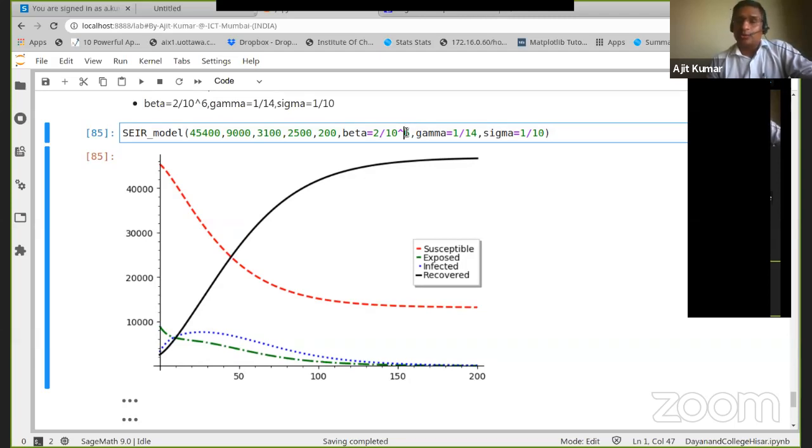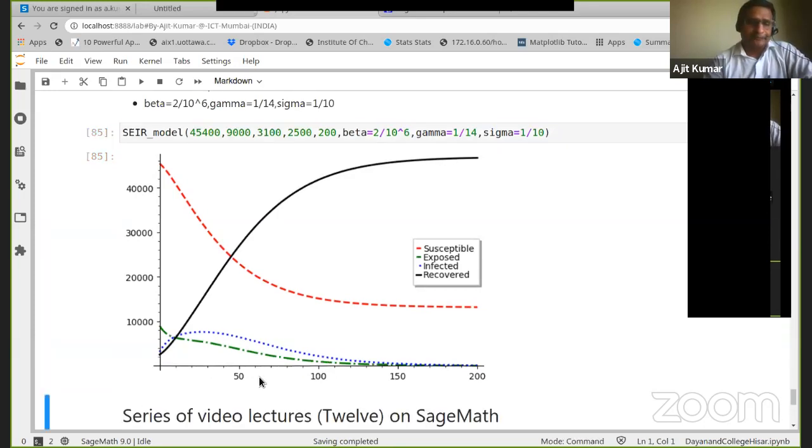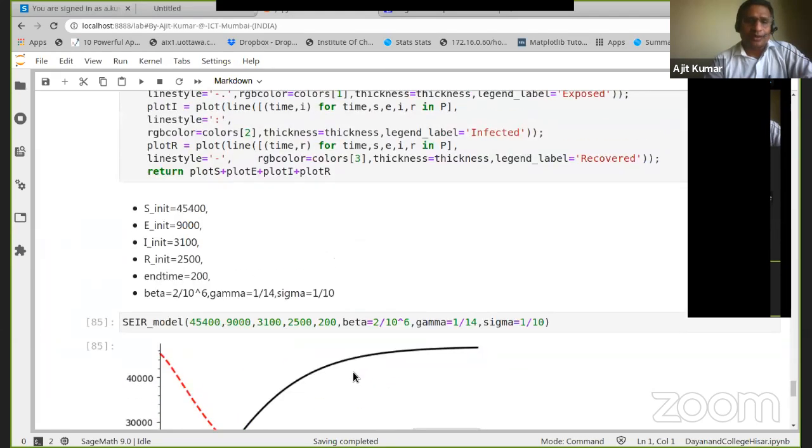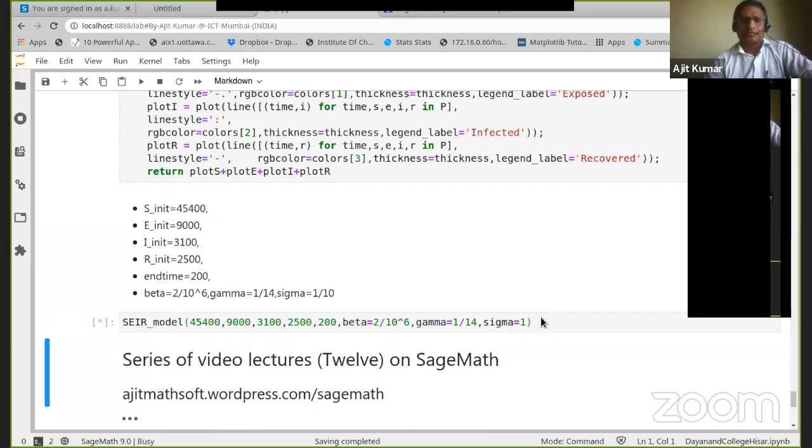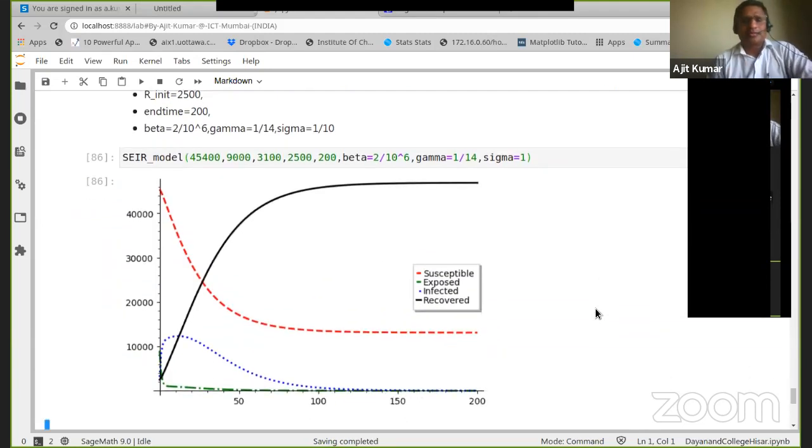Maybe one or two graphs I will just copy from something, let us say using Sage, and bring them into the classroom. Whereas if I'm using this kind of tool, then and there I can change these parameters and explain what is happening. So let us look at, if I change, for example, sigma instead of 1 by 10, if I make it 1, you see a lot of things have changed.